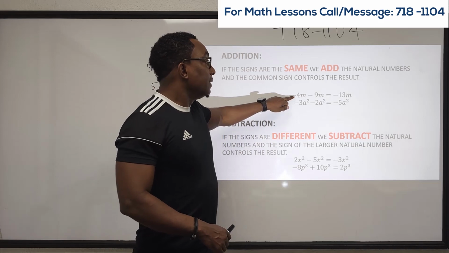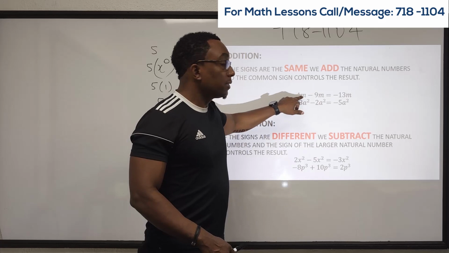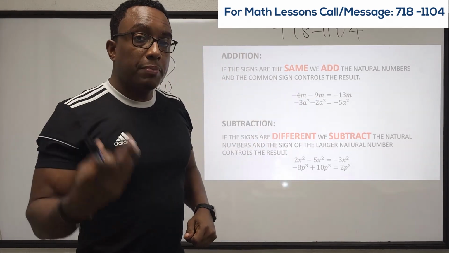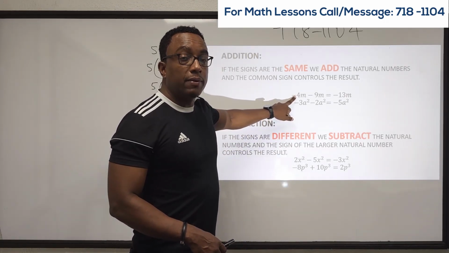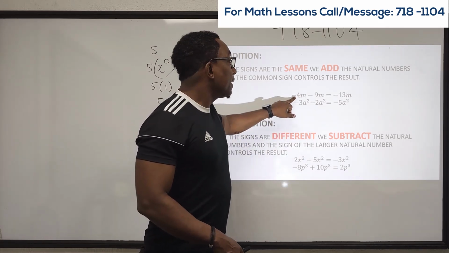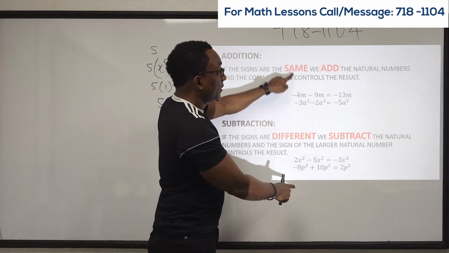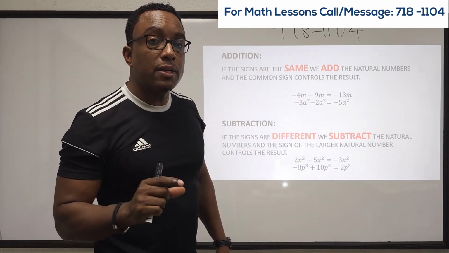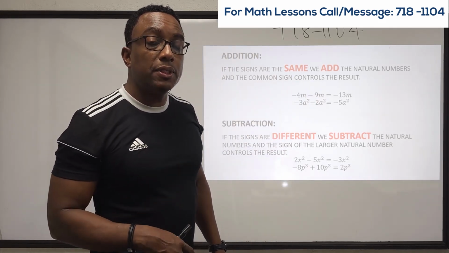So if I have negative 4m minus 9m, these are of course first like terms. We have the same variables and powers, but to simplify that to get our result, let's look at the coefficients. Negative 4 here is the coefficient of m, negative 9 is the coefficient of m. So if we have negative 4 minus 9, let's apply the rule. We have the what? Same signs. And once we have the same signs, we add the natural numbers. The natural numbers in this case will be 4 and 9. So we add them. 4 plus 9, which is 13.